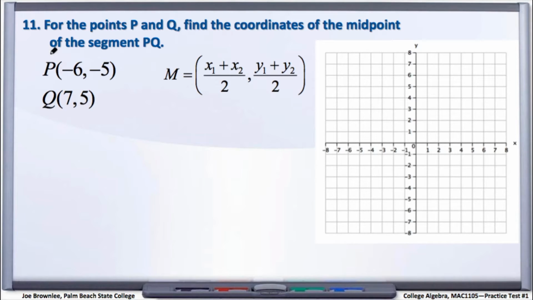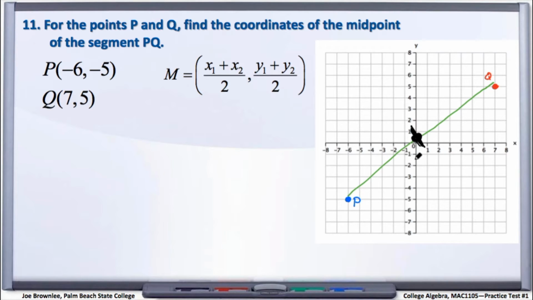So let's first plot point P. We'll go -6 down to -5. So it looks like there will be point P. And for point Q, we'll go to 7 on the X up to 5 on the Y. So there's Q. And now what we want to do is find the midpoint between P and Q. So somewhere smack dab in the middle, around here, we would expect to find a midpoint.